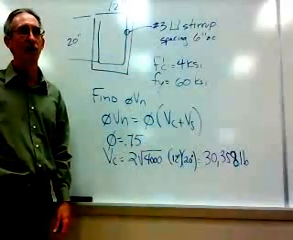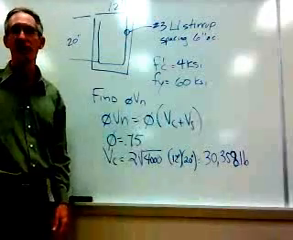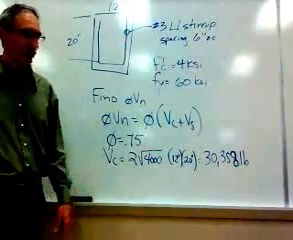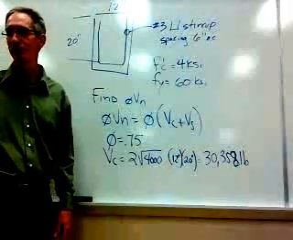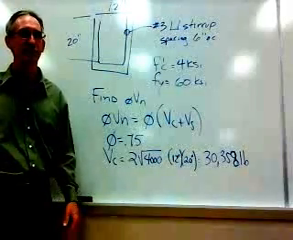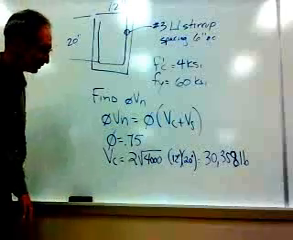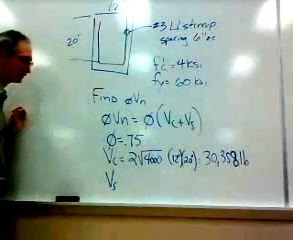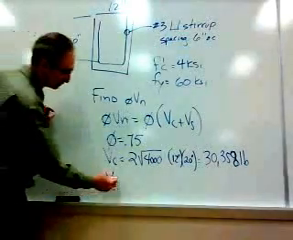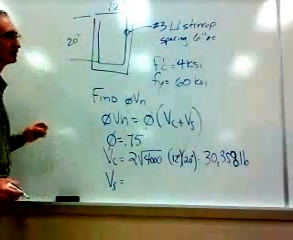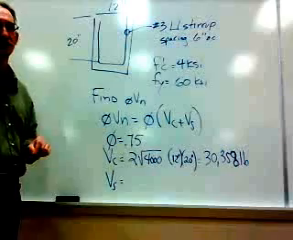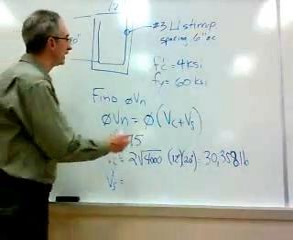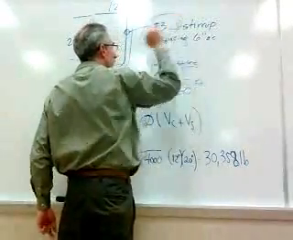All right? So 30,358 pounds or 30.358 kips or 30.36 kips. However you want to express it. Okay, next piece, V sub s. V sub s is Av fy times d divided by s. Av, I'm using number 3 U-shaped stirrups.